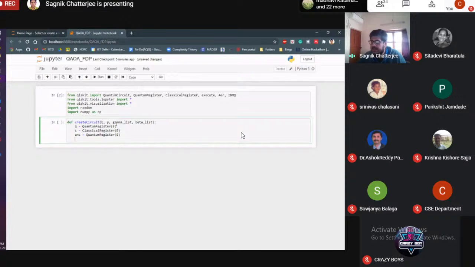So that is done, and now we create a quantum circuit. So QC is equal to QuantumCircuit of Q, C, ancilla. So this is the quantum circuit that we'll be using for Q here.